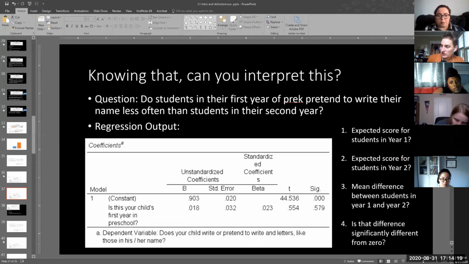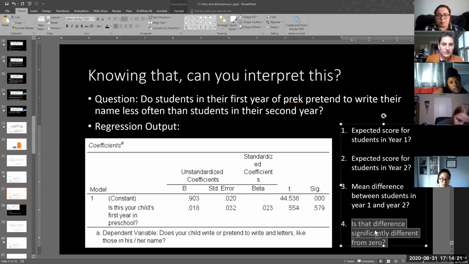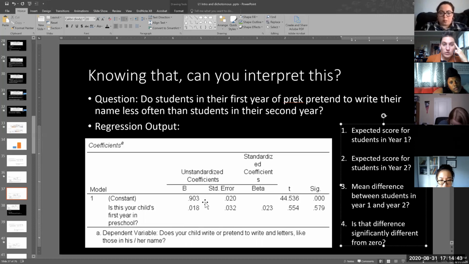Now this question, is that significantly different from 0? We get that from the t-test. In this section over here, this t value is pretty small, and my significance test here is pretty big, which means that this number is not significantly different from 0. So that means there's no difference in this y for the people in these 2 groups, whether or not it is their first year in preschool.